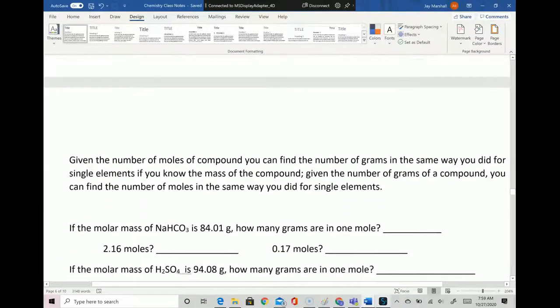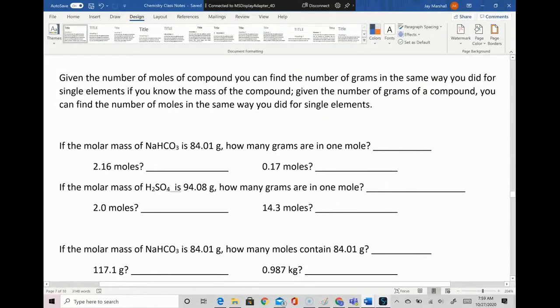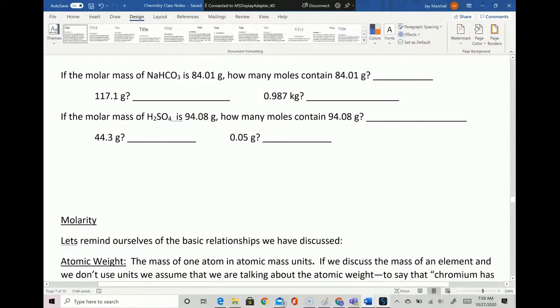Okay, so one last thing then. Given the number of moles of a compound, you can find the number of grams in the same way you did for single elements. If you know the mass of the compound, given the number of grams of a compound, you can find the number of moles in the same way you did for single elements. Okay? Now, you can work on that on your own. It would be done in exactly the same way. We're not going to talk about molarity at all today. We'll save that for another time.